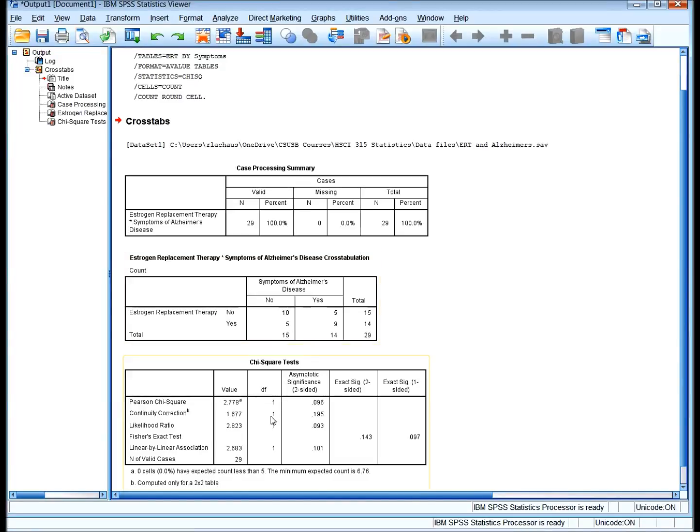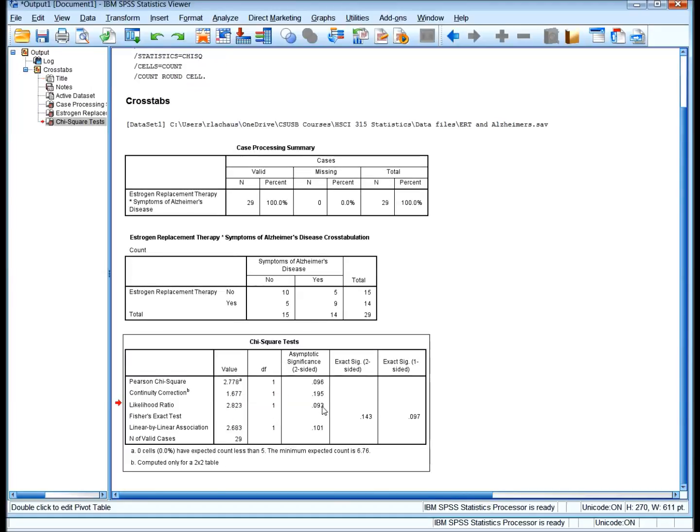Here we can see the results of our chi-square test of independence, where the Pearson chi-square value is 2.778. We'll call that 2.78. Of course, there's 1 degree of freedom in a 2x2 table, and the exact probability that the effect is due to random variation is 0.096. We'll call that 0.10.